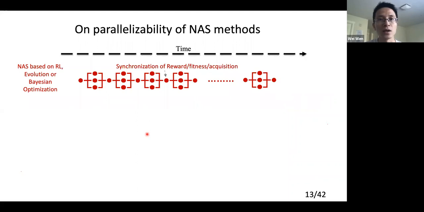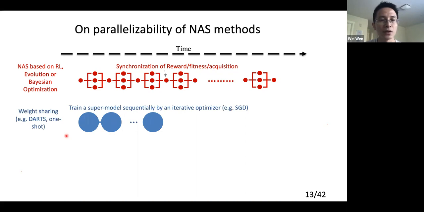And this last aspect is on the parallelizability of NAS methods. For NAS methods based on reinforcement learning, evolutionary aggregation, or Bayesian optimization, they can parallelize the computation within each step. However, synchronization between those steps is required, because they have to collect the reward for RL, fitness in evolution aggregation, and the acquisition function in Bayesian optimization. So it cannot be fully parallelized.